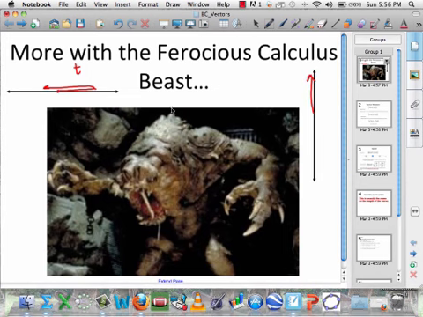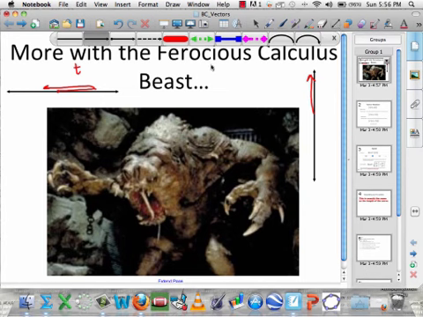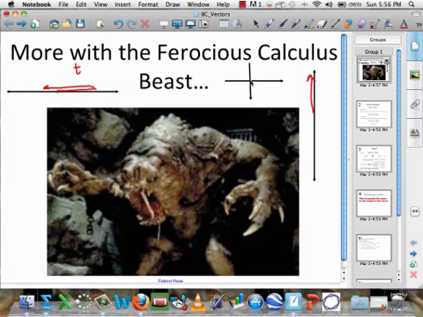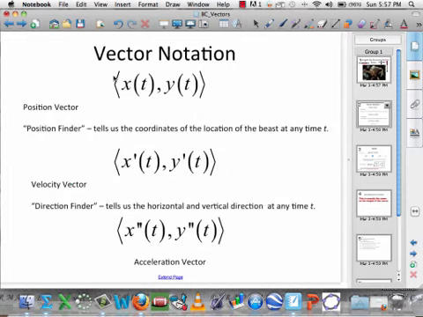So we have a set of rules we've already established for one-dimensional motion, moving in a horizontal direction or a vertical direction. Today you're going to take your parametric concepts from the last lecture and now apply it to two-dimensional motion. So now your beast is not moving along a line, your beast is moving in the coordinate plane. You need parametric equations to describe this motion because you have both a horizontal and a vertical component for any value of t.